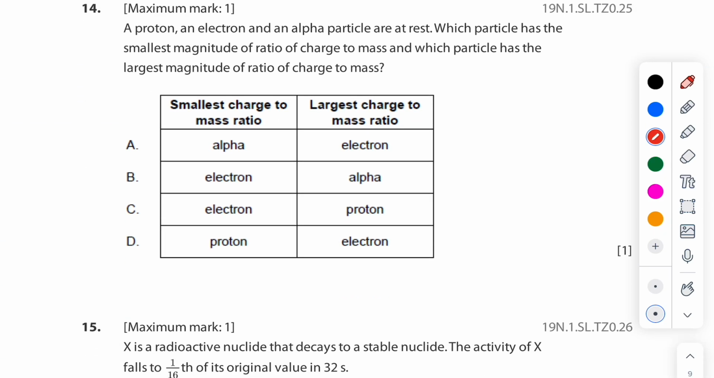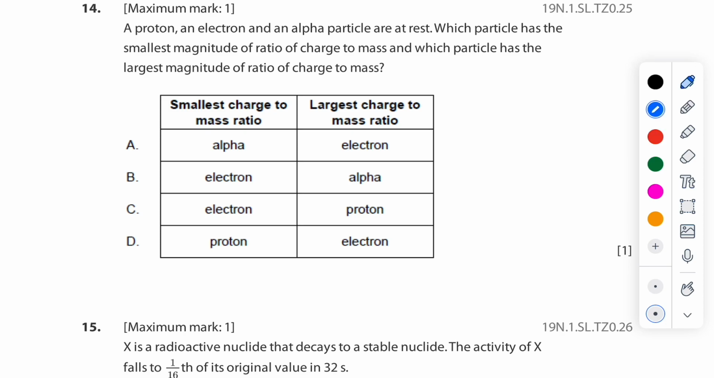Question number 14. A proton, an electron and an alpha particle are at rest. Which particle has the smallest magnitude of ratio of charge to mass? Which particle has the largest magnitude of ratio of charge to mass? We are supposed to find the smallest and the largest one. So what are we talking about? We are talking about the proton.